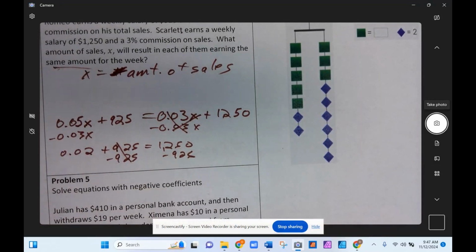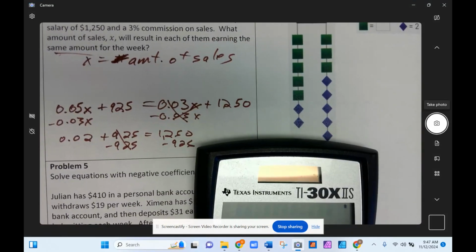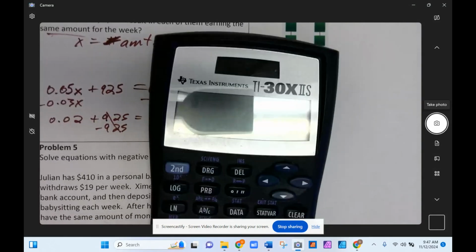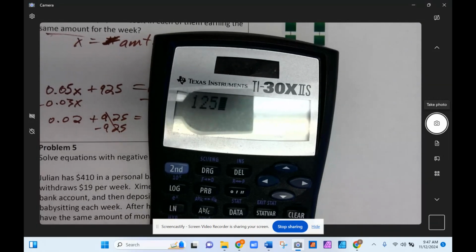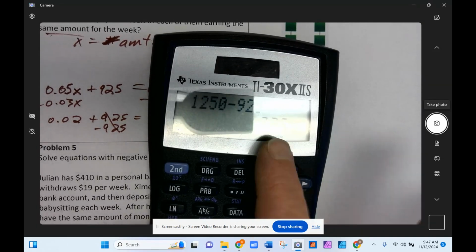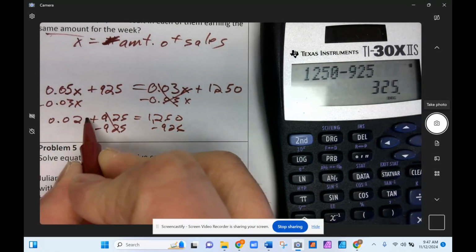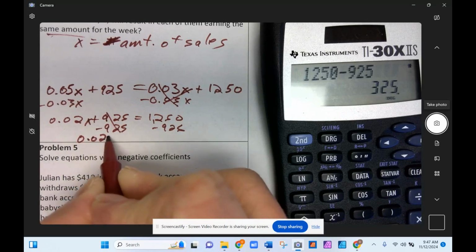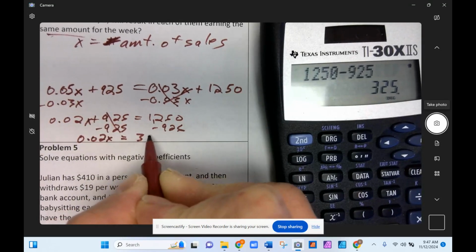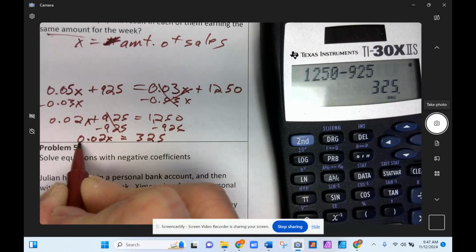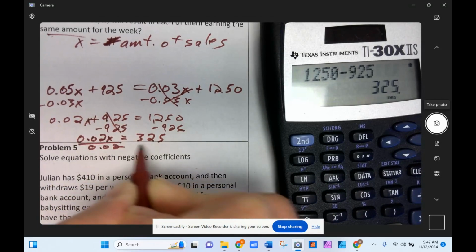Cancels, and I'm just going to pull out a calculator for the next part of it. 12.50 minus 9.25 gets us to 3.25. So this should be an x. So 0.02x equals 3.25. And then I'm going to divide by 0.02 on both sides.